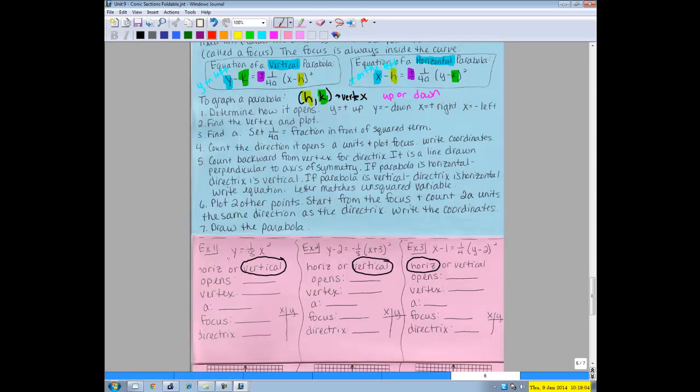The next thing we need to do is determine if it opens up, down, left, or right. We do that by looking right here at whatever sign is right there, and that tells us which direction it opens. Since this one has no negative sign, we assume it's positive, so it will open up. Right here, it tells us that it's negative, and the y is negative, so whenever y is negative, it opens down. And right here, there's no negative, so we assume it's positive, and x is positive, so it opens right.